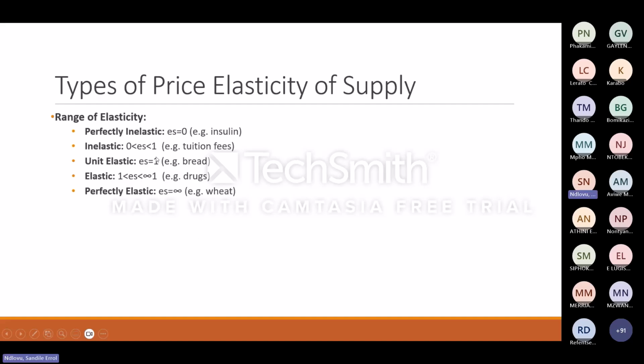And we have perfectly inelastic supply or inelastic supply. We also have unit elastic supply, and perfectly elastic supply. So I'm just going to try to draw these graphs on the whiteboard for you guys to make it easier.